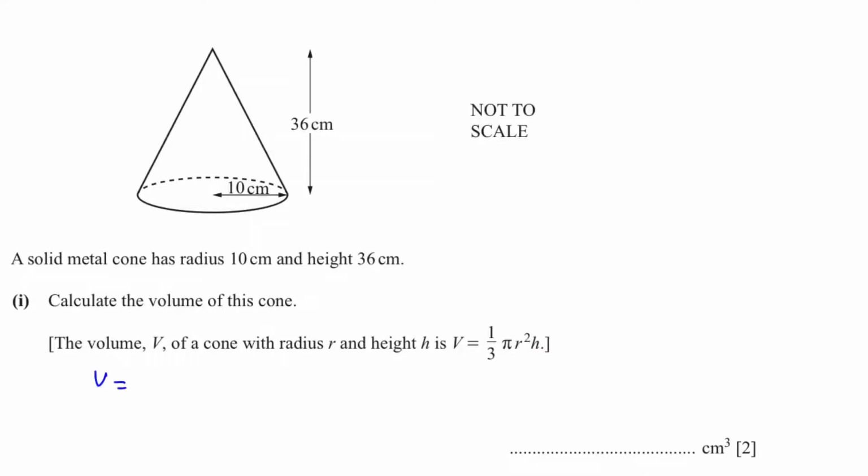So we just have to replace in the equation, put the whole thing in the calculator, and you will get 3769.9. This is what we'll get when you round it to a whole number, 3770 cubic centimeter.